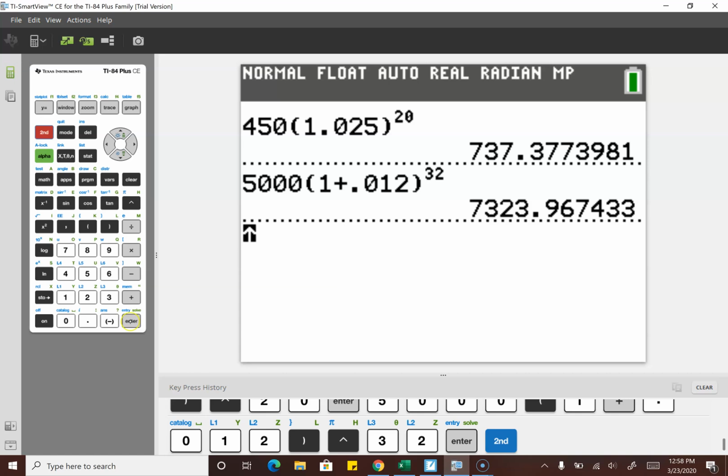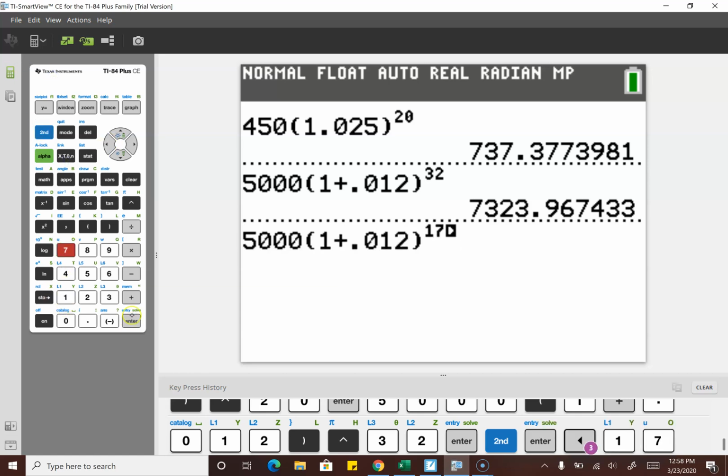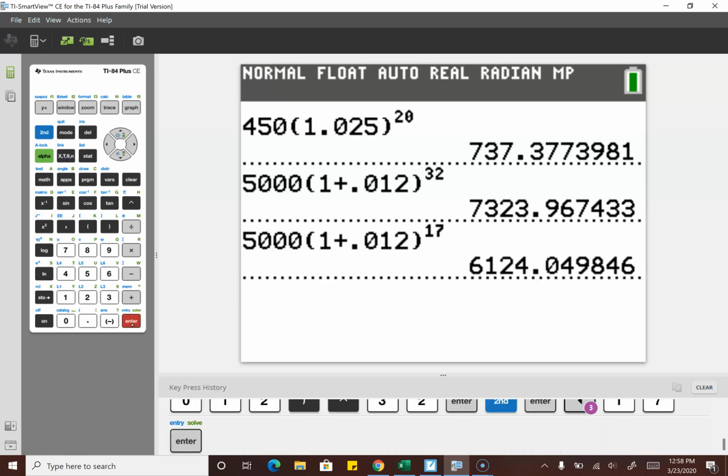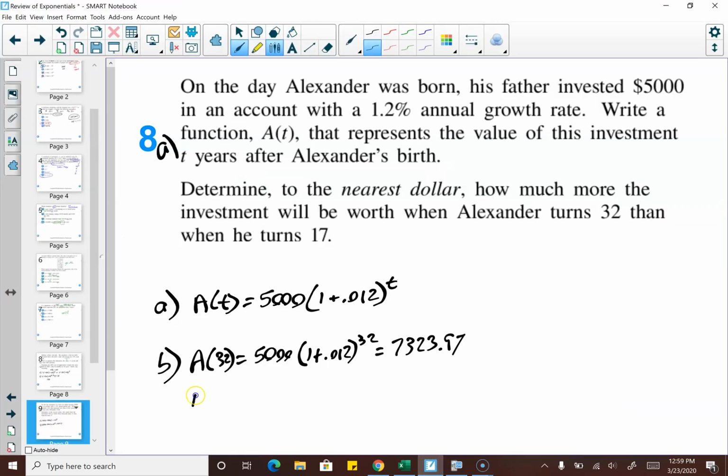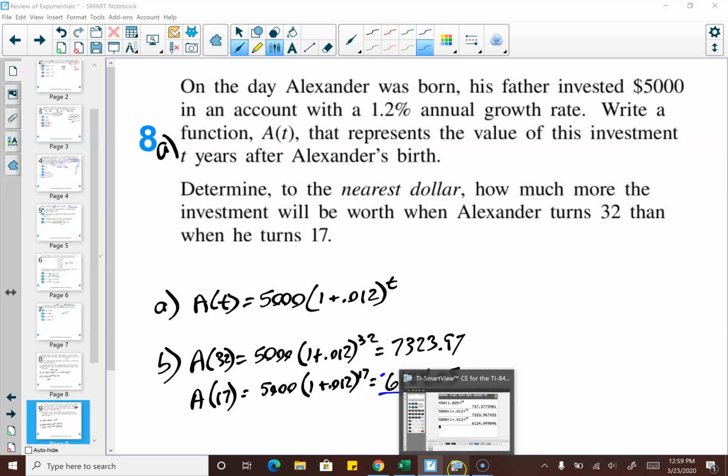And then if we want to figure out how much it's worth when he was 17, we'll go back and plug in the same exact equation, but we'll change it to a 17. And we get $6,124.05. So again, it's the same exact equation, except now we're plugging in a 17. And we get $6,124.05.